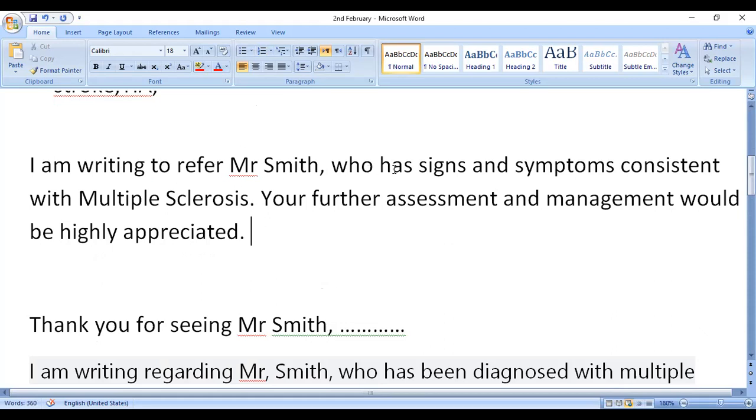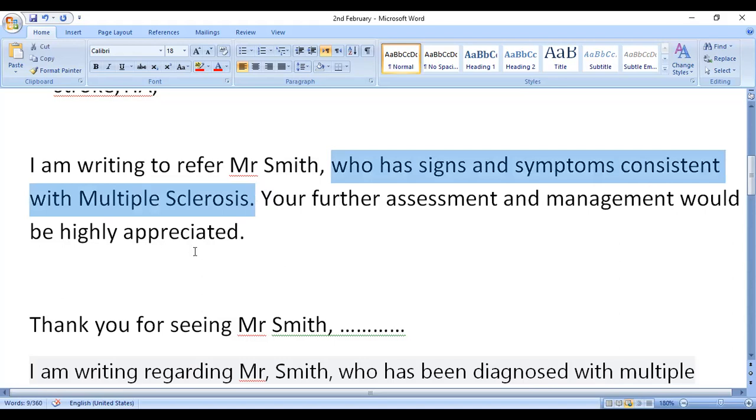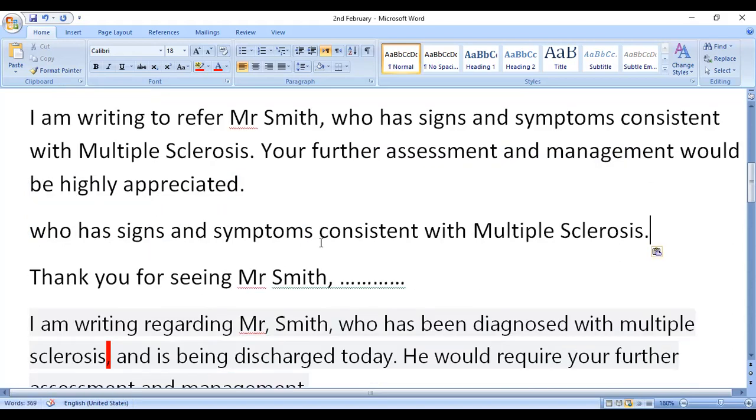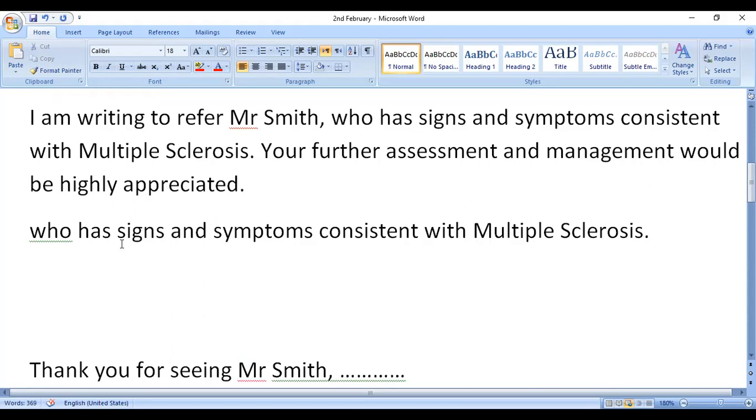I'm writing to refer Dr. Nurul Ghaffar, who has signs and symptoms consistent with multiple sclerosis. There is no problem with that. Where is the problem? Who has signs and symptoms consistent with, okay. These are two ways. Let me just copy here. This is one way: who has signs and symptoms consistent with multiple sclerosis.